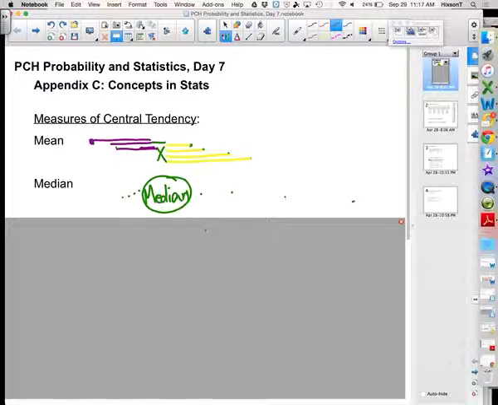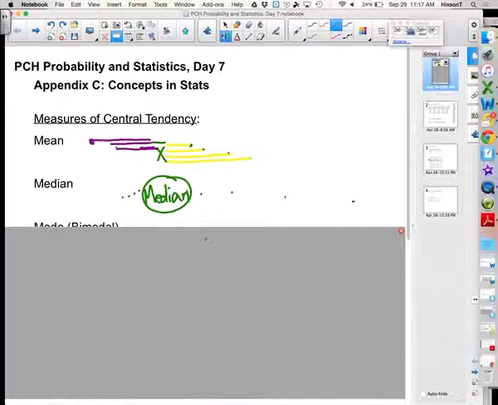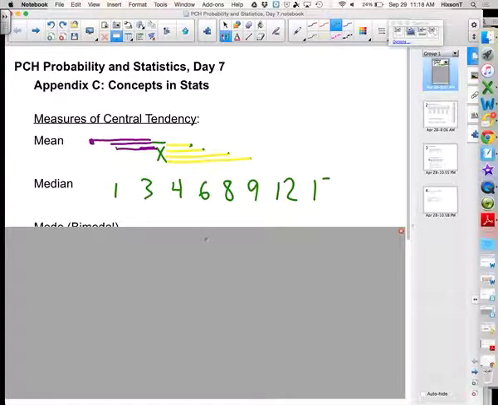Now, the one case where median can be a little bit tricky to think about is when we have an even number of scores. Okay? Let me erase this. Let's say we had 1, 3, 4, 6, 8, 9, 12, 15. So we've got those. If we had another one here that was 16, then we have 9 scores, then the middle one, the 5th one, would be our median.